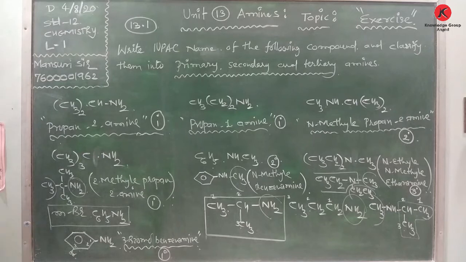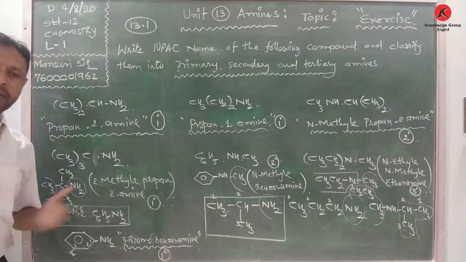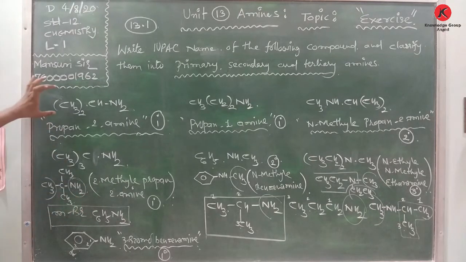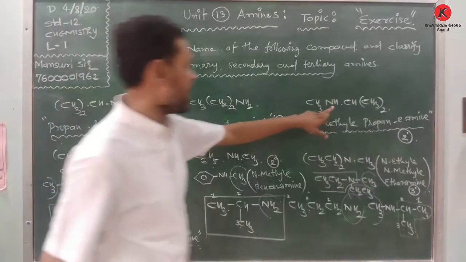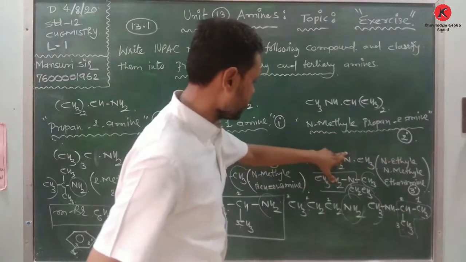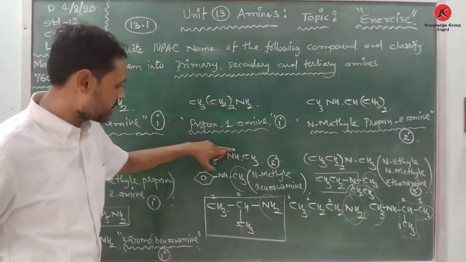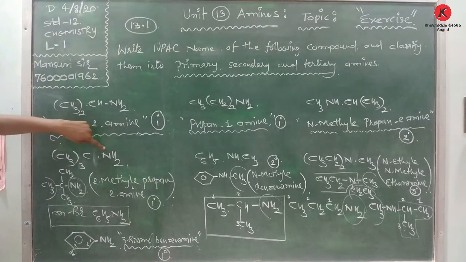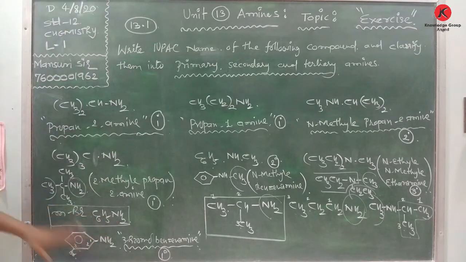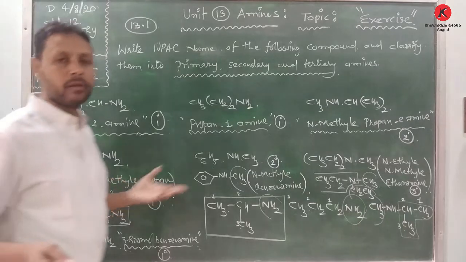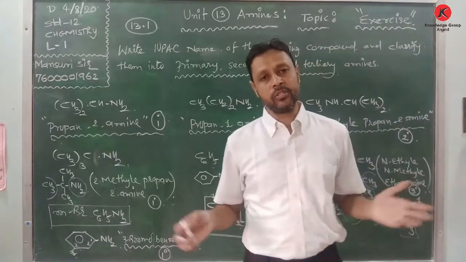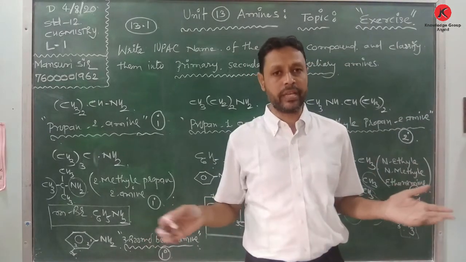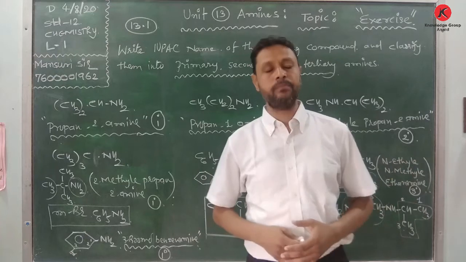Right? So this was the question: write the IUPAC name of the following compounds and classify them into primary, secondary and tertiary. Here primary amine, because NH2 is given; NH is given, secondary amine. Now N alone is given, tertiary amine. Here NH given, secondary amine. Here NH2 given, primary amine. Here NH2 given, primary amine. So whenever a compound has NH2, it is a primary amine; NH, then secondary amine; and only N, then this is a tertiary amine. Okay.